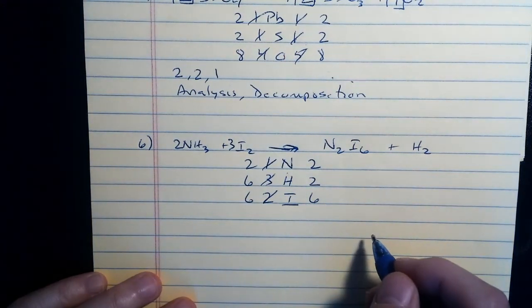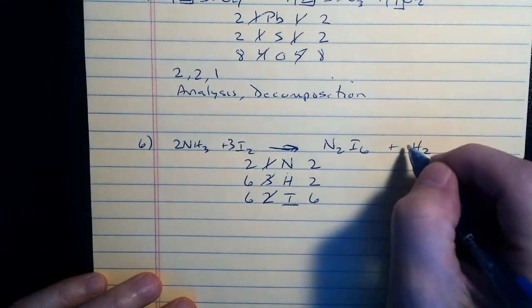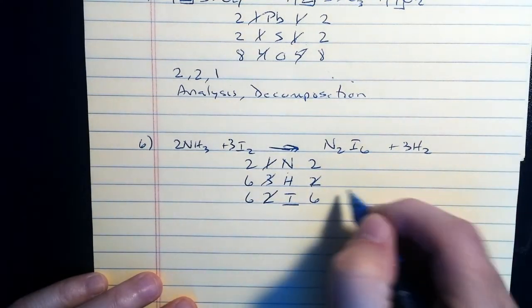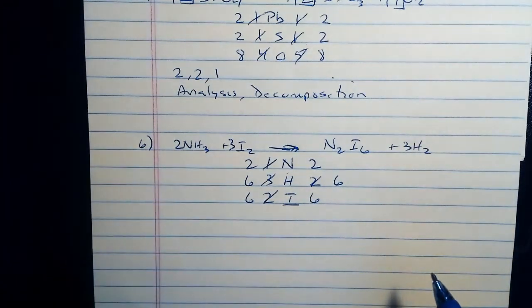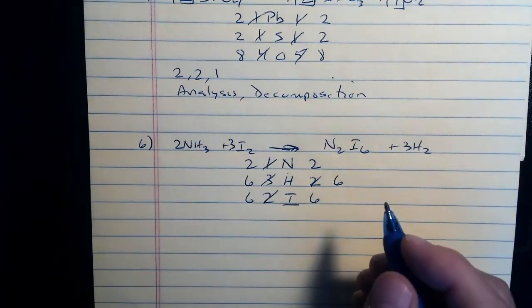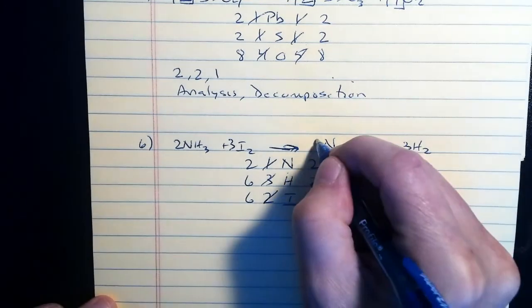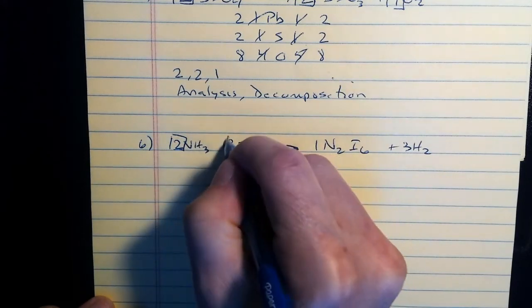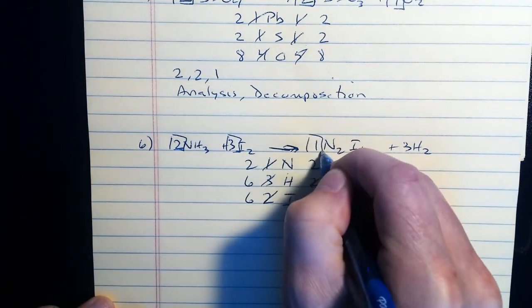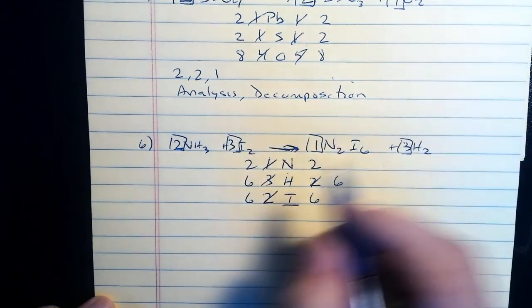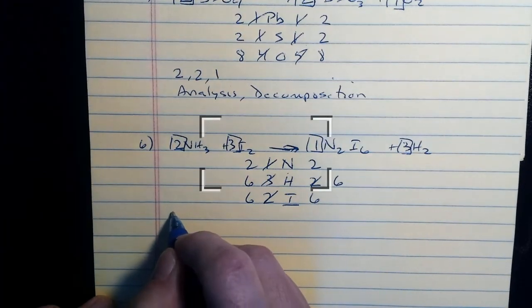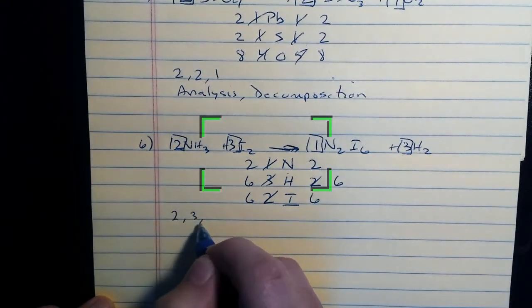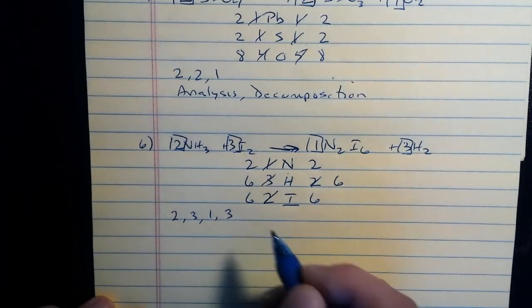And we're short hydrogen on the right side, on the product side. So we're going to insert a 3 right there. So 3 times 2 is going to be 6. Oh, that was easier than what I thought. Okay, so let's put a 1 right there and box the coefficients up. And on a multiple choice test, you're looking for 2, 3, 1, 3.